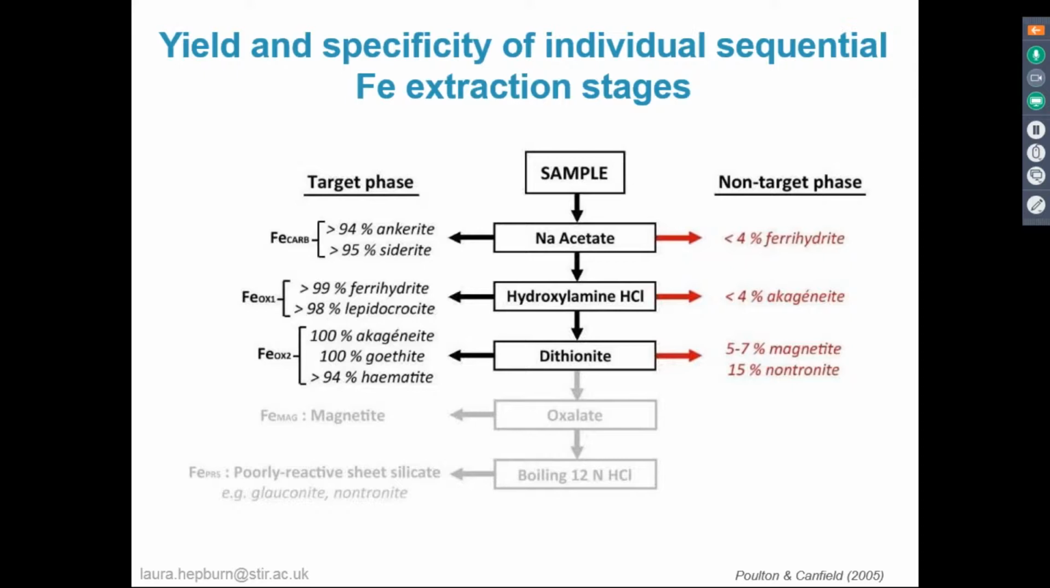In their original paper, Poulton and Canfield reported very high efficiencies for this method. However, even in their original paper, they noted that some of the stages were being prematurely removed within the sequence. So ferrihydrite is coming out in the initial stage rather than the second. Akaganeite, a small amount, is coming out in the second rather than the third. And most notably, they saw that 5 to 7% of magnetite and 15% of nontronite were being removed before they were supposed to be.